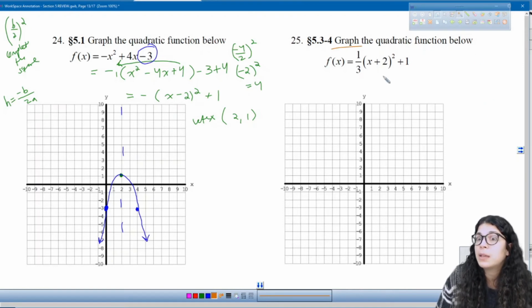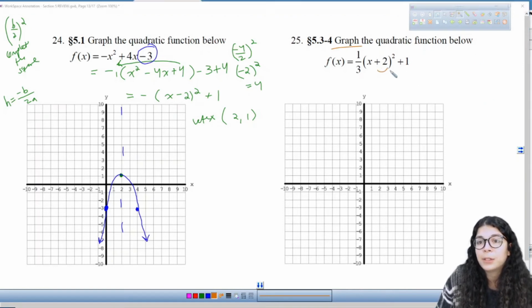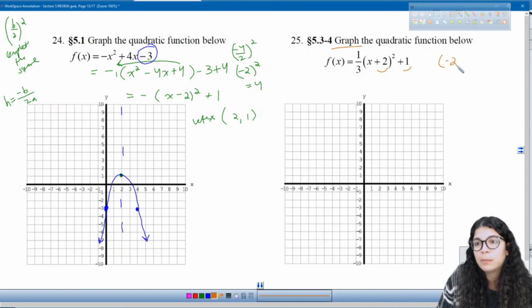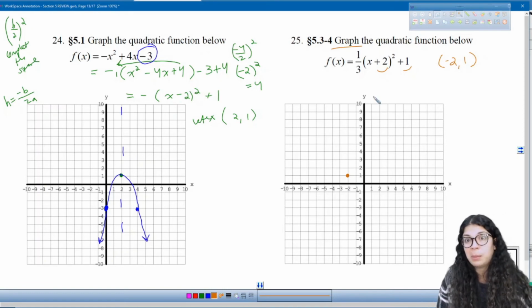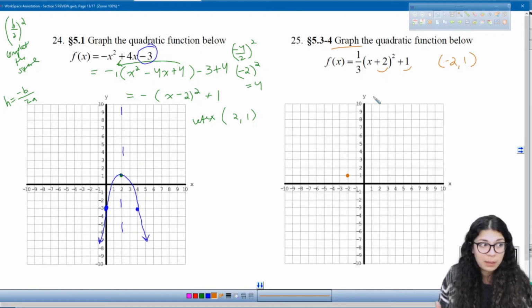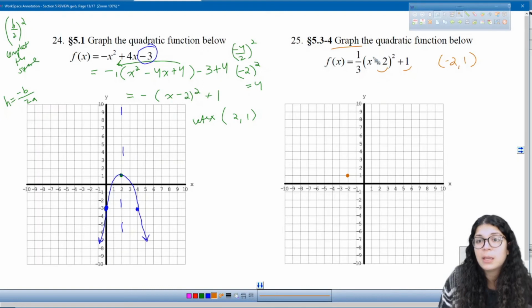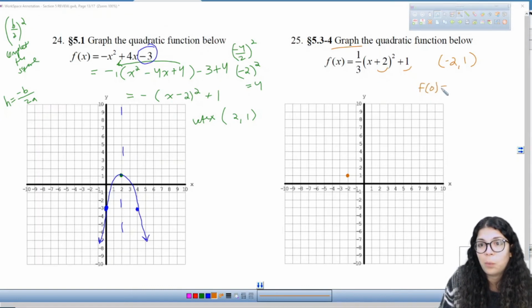This one they gave it to us in vertex form first. So now I can see the vertex is negative 2, 1. And then I need another point. Now I could use the x-intercepts, but usually that's a little bit more complicated because I got to do some more calculations. Plugging in x is 0 is easier, so let's go ahead and find the y-intercept.